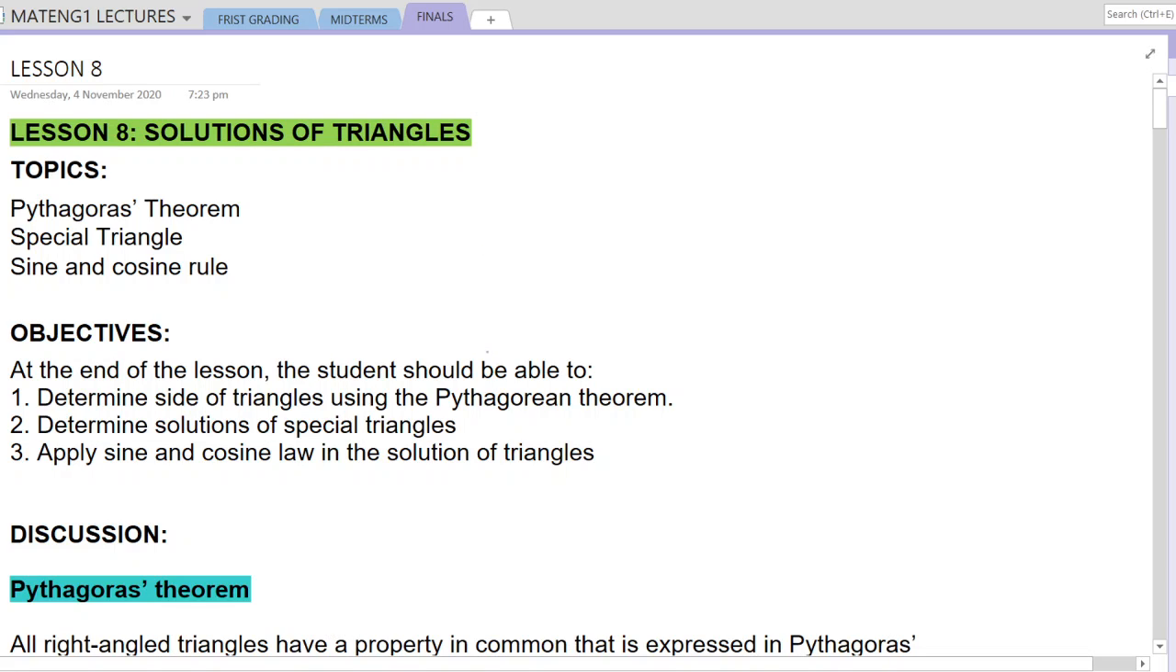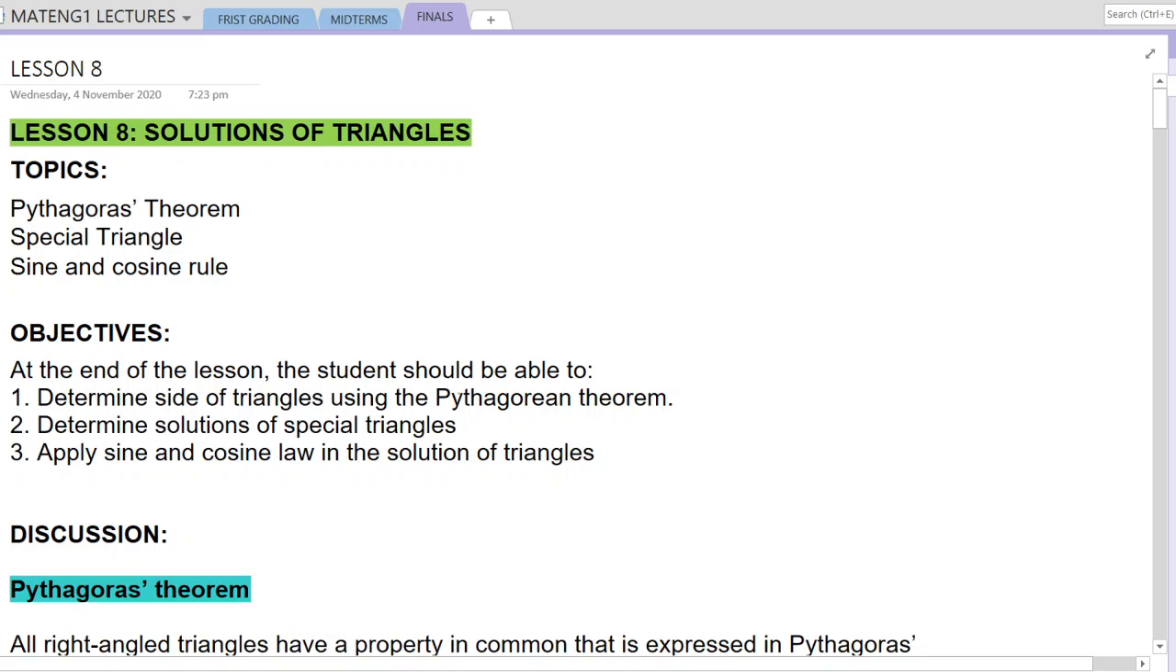For the first lesson on final grading, we have Lesson 8, which is entitled The Solutions of Triangles. Topics covered here are Pythagoras' theorem, or what we call the Pythagorean theorem. Second is special triangles, using the right angled isosceles triangle and the half equilateral. And for the last one, the sine and cosine rule in computing for the sides and angles of a given triangle.